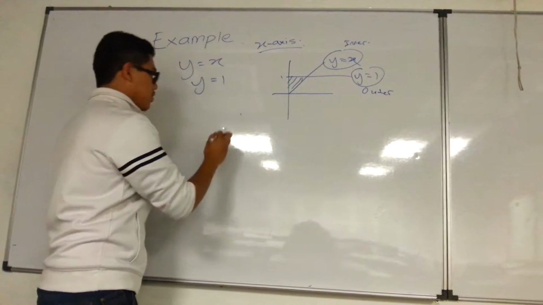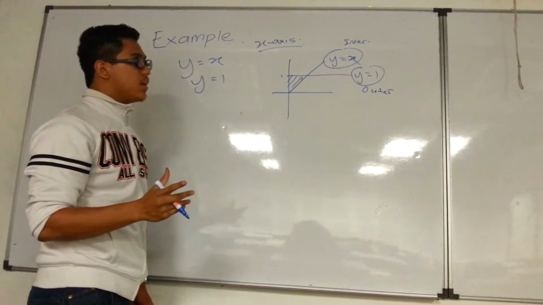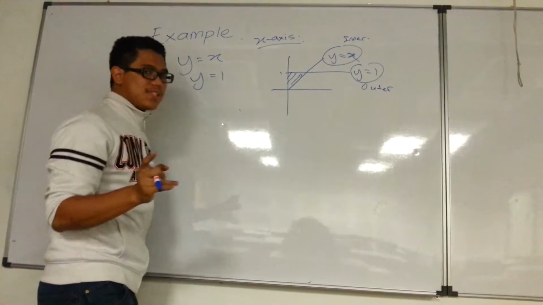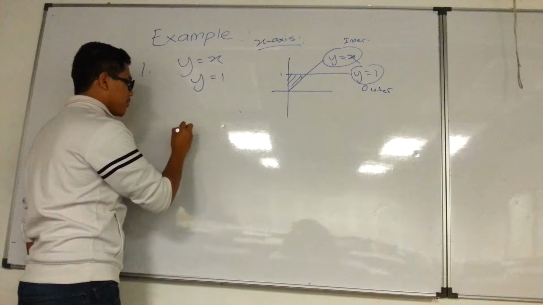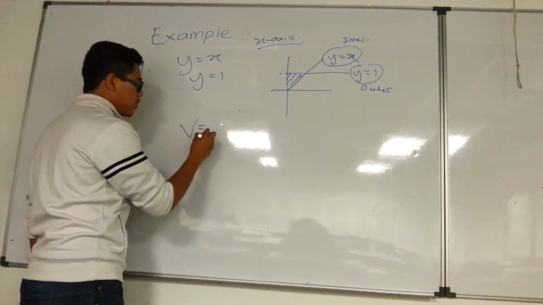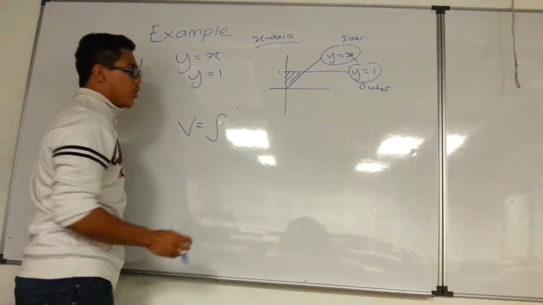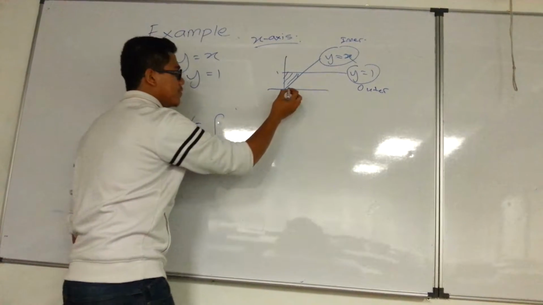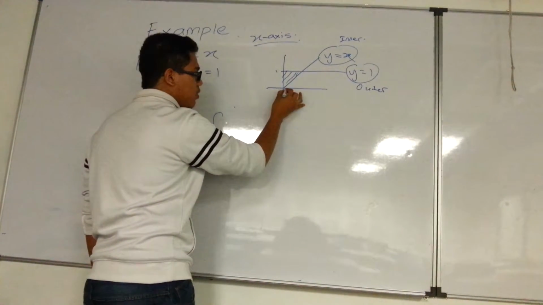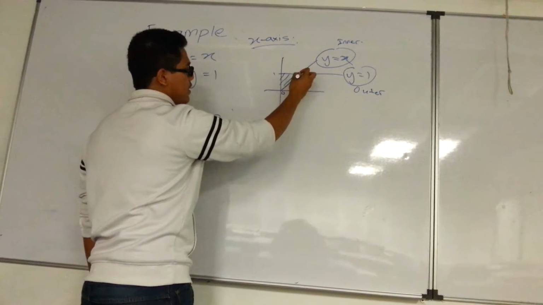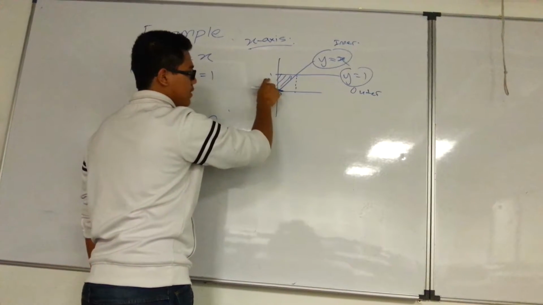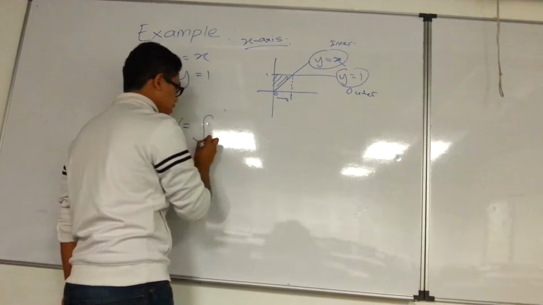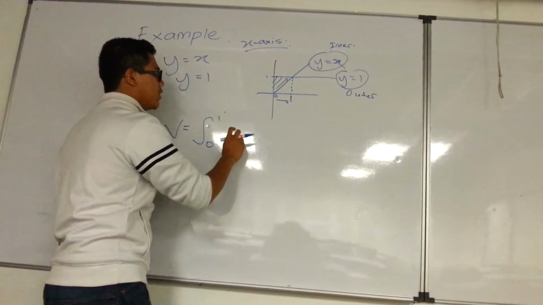Okay. Now we have outer radius and we have inner radius. Put inside the formula. V is equal to the integration of, for the range, we find the intersection point. You take 0 and then the intersection point is 1, same. So 0 to 1.